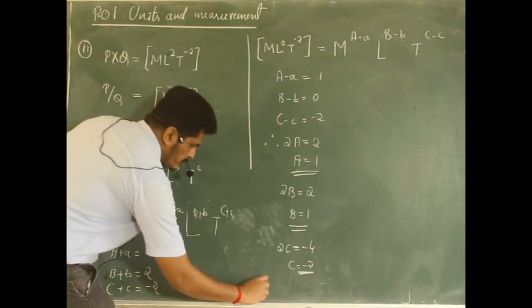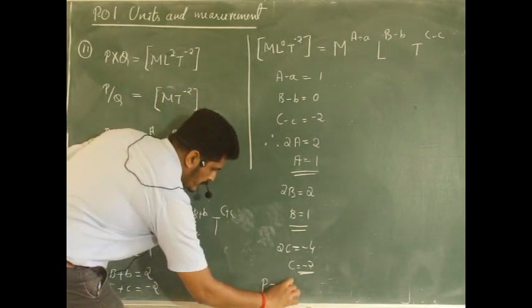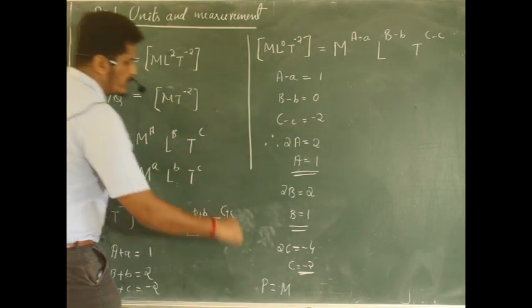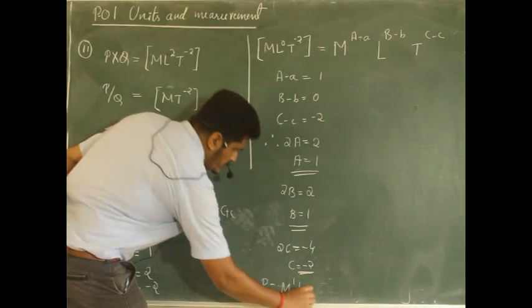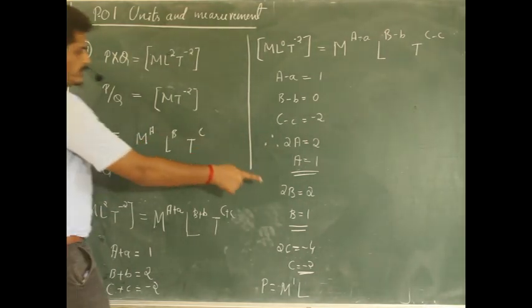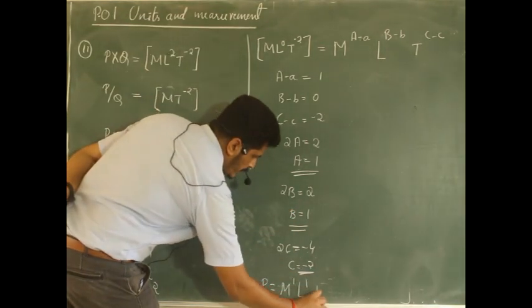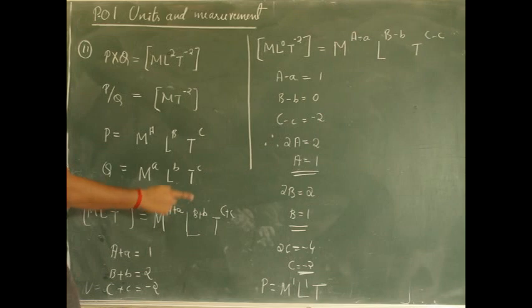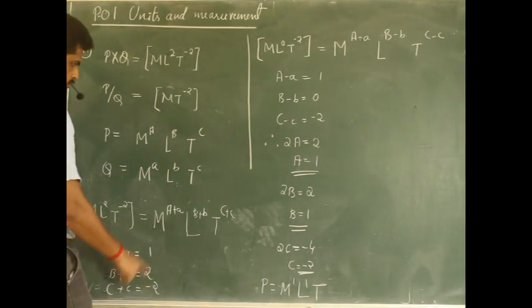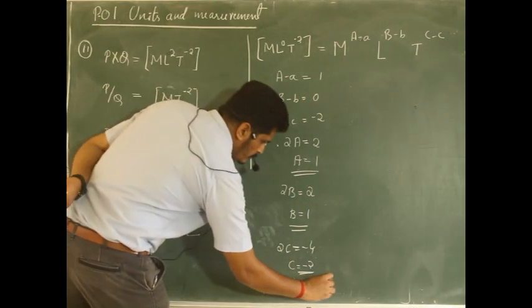So dimensional formula of this, what is that? P is equal to M power A. What is the value of A we got? That is 1. And next, L power B. What is the capital B here? This is also 1. And what about the power to be raised on T? Yes, what is that? C is minus 2, so I will write down minus 2.